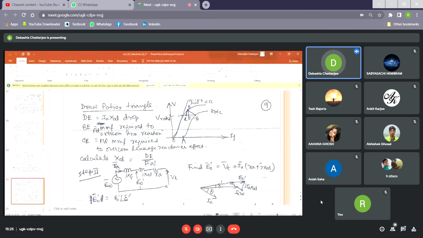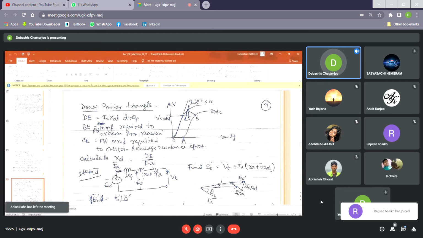Now from C, if you draw a line parallel to the air gap line, it will meet the OCC at point D. If you add BD, you get a triangle BCD. This triangle is known as the Potier triangle. Now from D, if you draw a perpendicular on BC, it is DE. This DE represents some voltage because it is parallel to the voltage axis. It has been observed that this voltage is the voltage drop across the armature leakage reactance, IA XAL drop. DE is the IA XAL drop.